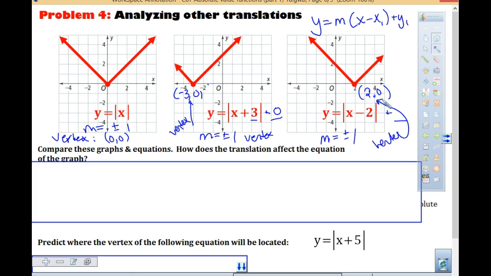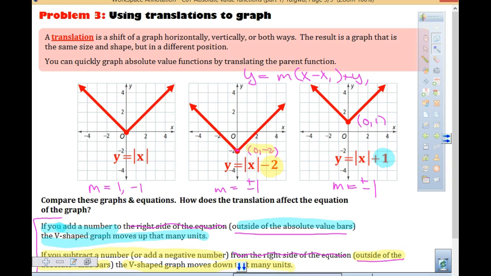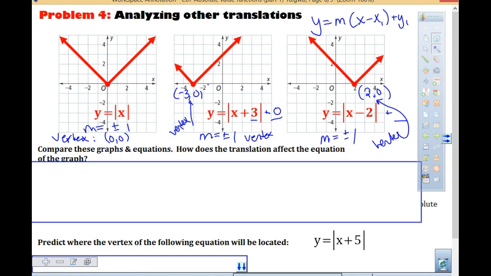So when the number is inside and it's added, versus the last time, right? Over here when we looked at it, when the number was outside and we added it, it moved it up. When it was outside and we subtracted it, it moved it down. So what could we say this time? If we're adding inside, it moves it to the what? Left. If we subtract inside, it moves it to the right. And what you're really looking at is back to this equation.